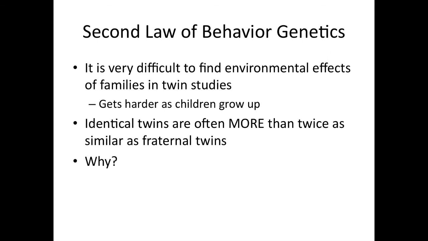So when that happened for intelligence, for example, and I'm going to be talking about intelligence later, when it turned out that identical twins were often more than twice as similar as fraternal twins for intelligence, it suggested that how your parents raised you had nothing to do whatsoever with how your intelligence turned out. And that was a troubling and difficult finding. I've referred to that in the past as the second law of behavior genetics. And the question I want to ask is, why is it that identical twins are often more than twice as similar as fraternal twins?